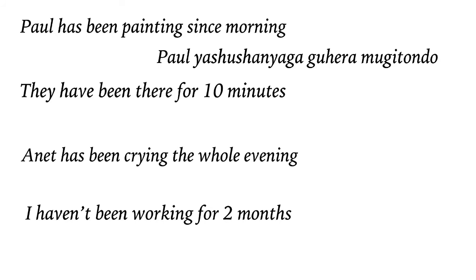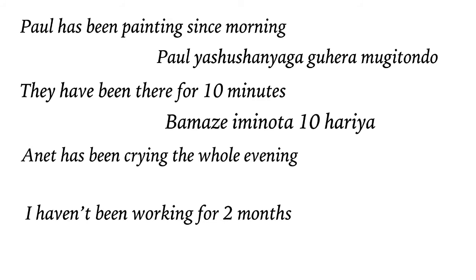Breaking down the sentence, Paul is Paul and has been painting is yashushanyaga, and guhera is since, mu gitondo is morning. The second one is they have been there for 10 minutes. It is bamaze iminota icumi hariya. Where bamaze is they have been, iminota icumi is 10 minutes, and hariya is there.